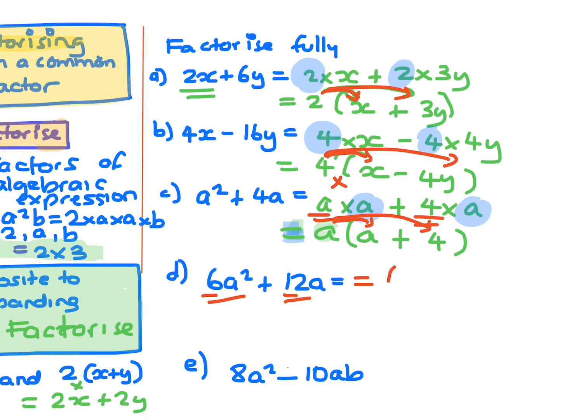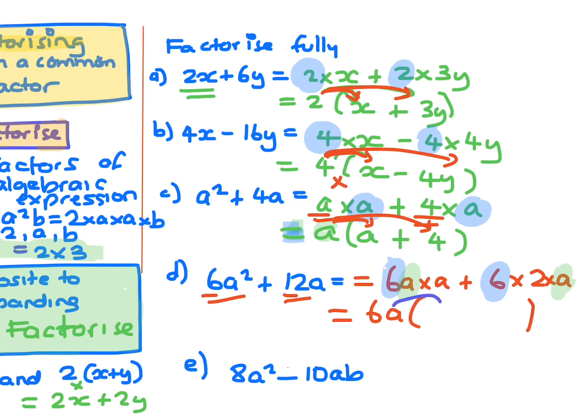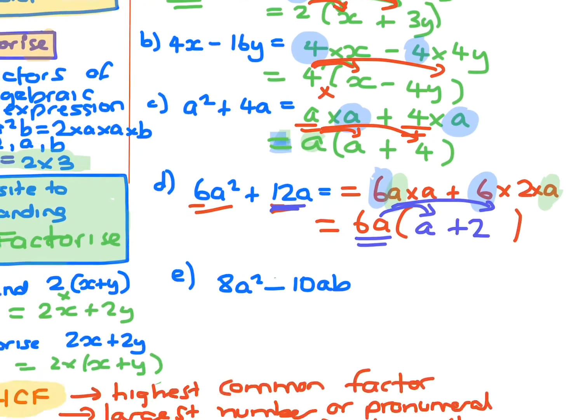Okay, what goes into 6 and 12? It'll be 6, and then you have 6 times a times a plus 6 times 2 times a. So what's common there? The 6 is common, and there's one a common to both of those expressions. So we take the 6a out, and then we just go 6a times what will give you 6a squared? So it would be 6a. And 6a times what? So we took a 6 out and an a out. We've got to get 12a. 6 times 2 is 12, and the a came out.